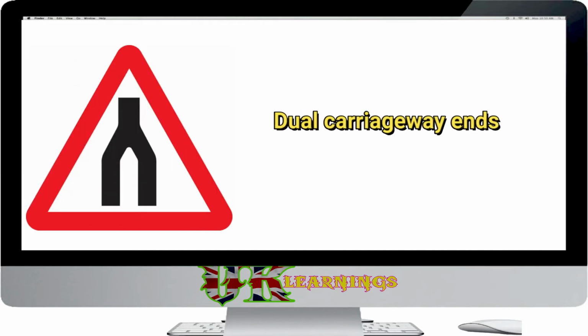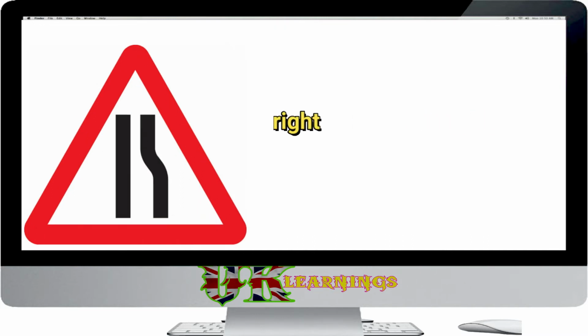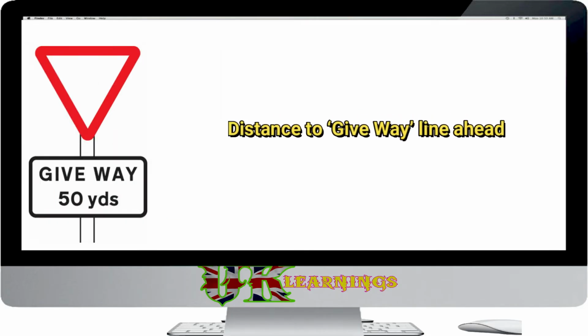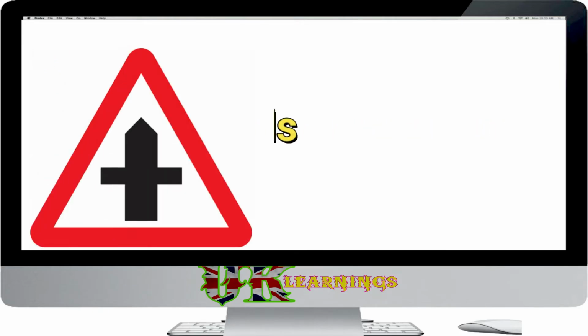Dual carriageway ends. Road narrows on right. Road narrows on both sides. Distance to give way line ahead. Crossroads.